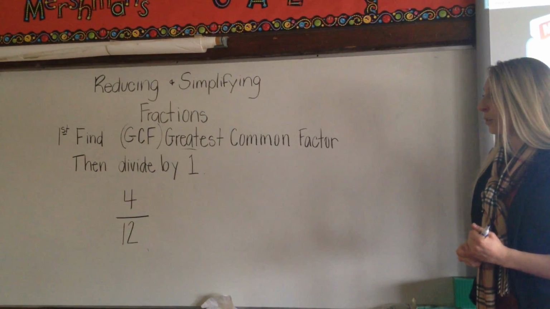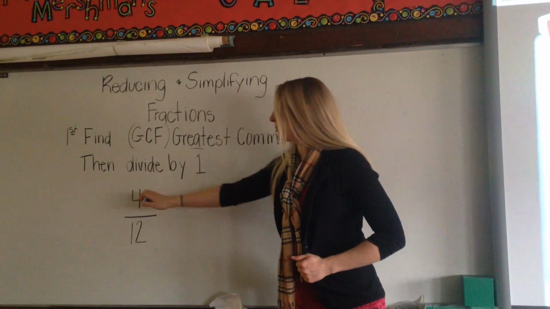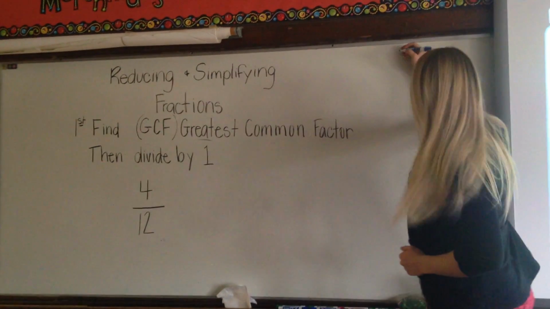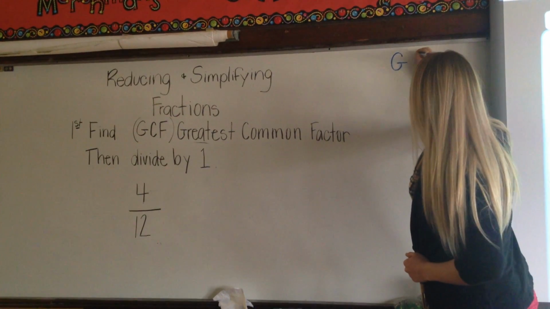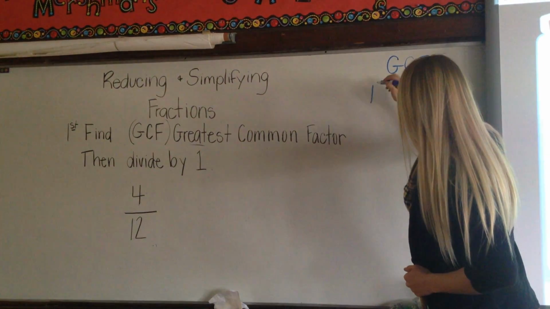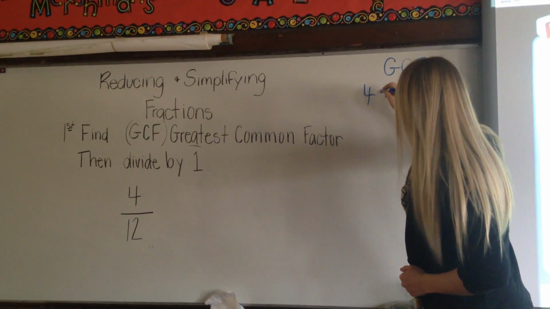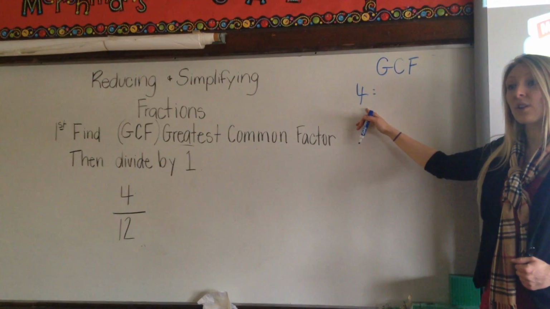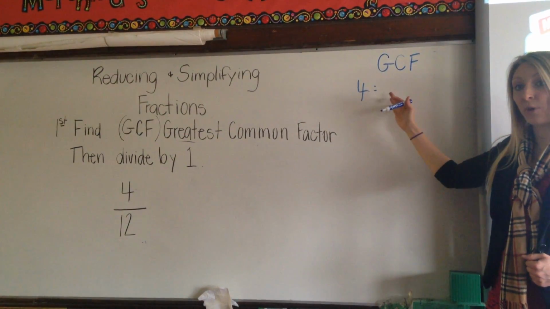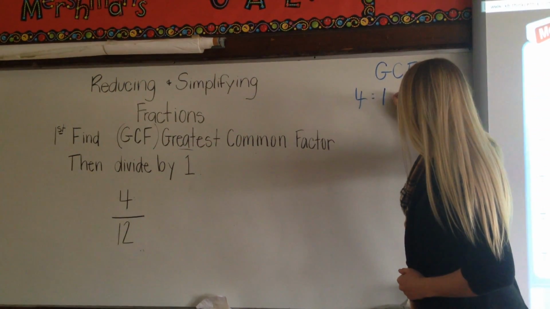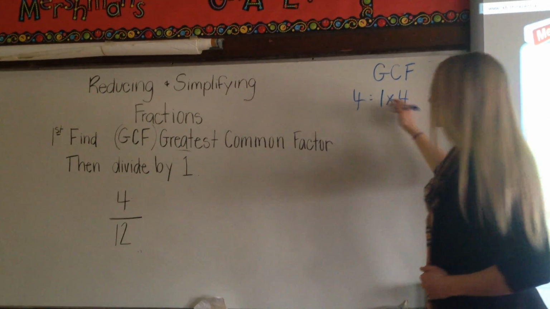So what I'm going to do is find the greatest common factor of my numerator and my denominator, 4 and 12, and I'm going to list those. And what I mean by factors are numbers that divide evenly. So I can find out factors of 4 by asking myself, what whole number times what other whole number is going to give me 4?